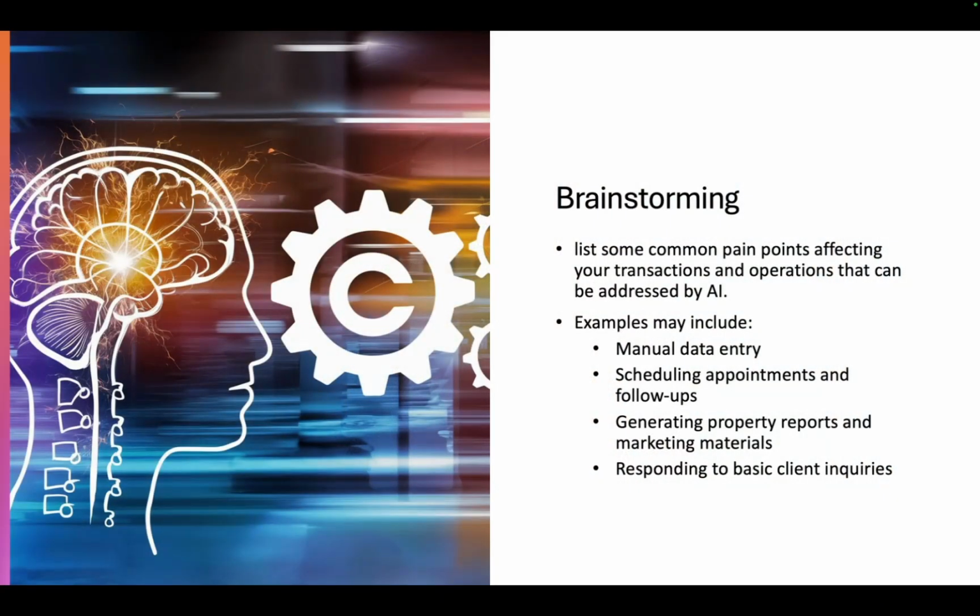Another example would be generating property reports and marketing materials. If right now you're relying on humans to do that, you can streamline that whole process. Is that the area of the greatest bottleneck right now? So just write down these key points. It might not be any of the ones I've mentioned, but come up with something that you feel is a key pain point for you and something you'd want to automate or get AI to replace.